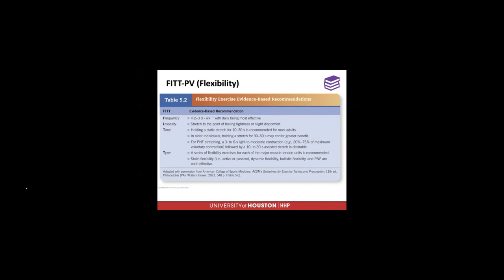There are different types of stretching. So for example, for PNF, we want to do 3 to 6 seconds for the contraction phase, followed by the 10 to 30 seconds assisted stretch. It's recommended to do a series of flexibility exercises for each of the major muscle tendon units. For type, we can do static flexibility, either active or passive, dynamic, and PNF. It mentions ballistic flexibility in this table. I'm not sure why, because ACSM does not recommend ballistic flexibility. It's probably best that we don't do that. We do dynamic flexibility instead.